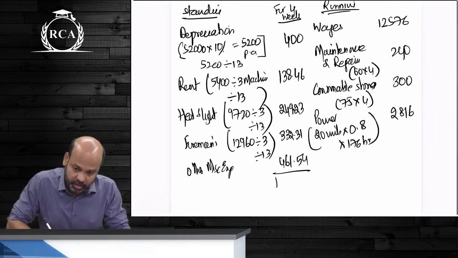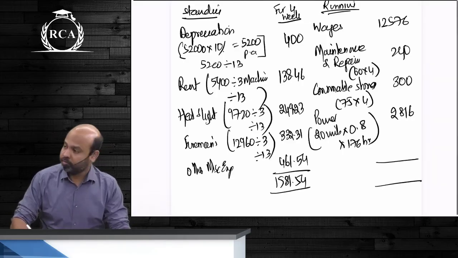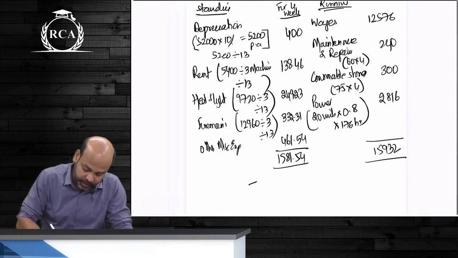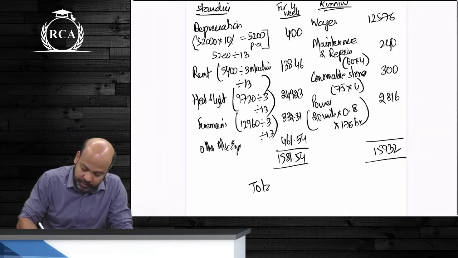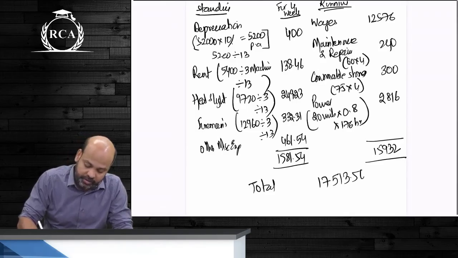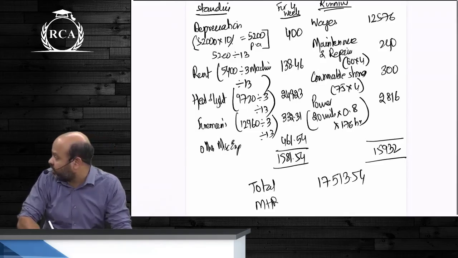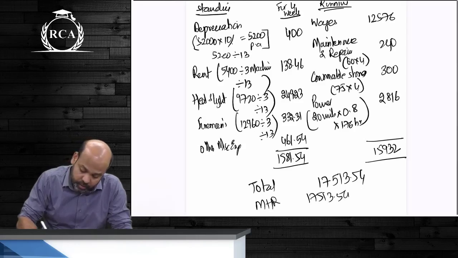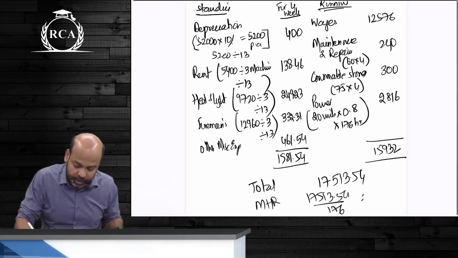15. ये, beta, variable 15,000. Total, beta, 17,500 and divide this by 176 and that will be the answer. 99.51.